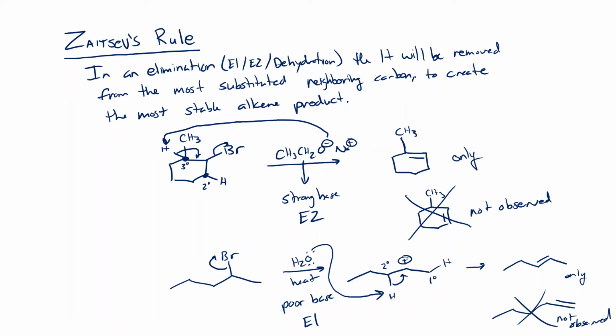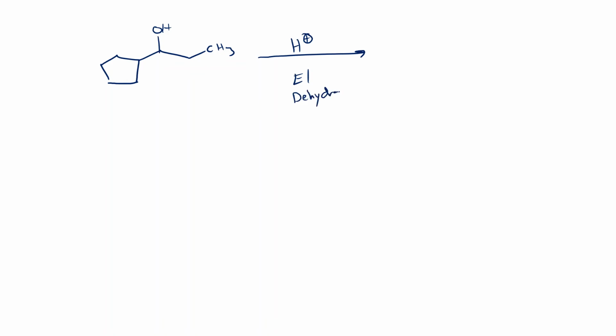So Zaitsev's rule is usually pretty straightforward. You find your leaving group, look at where the hydrogens are. The only potential issue is if you have rearrangements occurring, right? So let's look at an example where we have a rearrangement. And just for good measure, I'm going to make this dehydration as well. I have probably used this example somewhere else along the way, but whatever. As soon as we see an alcohol and H+, this is an E1 dehydration reaction.